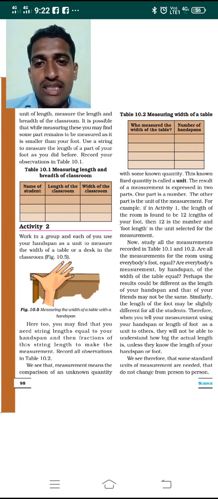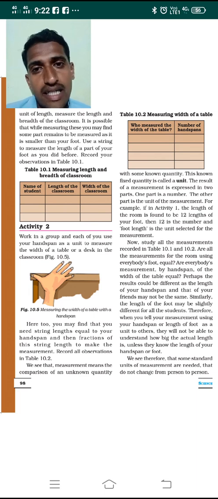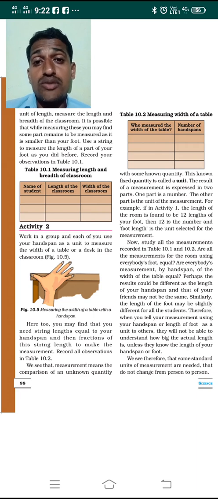See the table here, look at the table: name of the student. Each of your friends' names you have to write. What is the length of the classroom? Suppose 8 foot length. Width of the classroom, suppose 10 foot length. And write for any other friend of yours the length and breadth in terms of foot length.